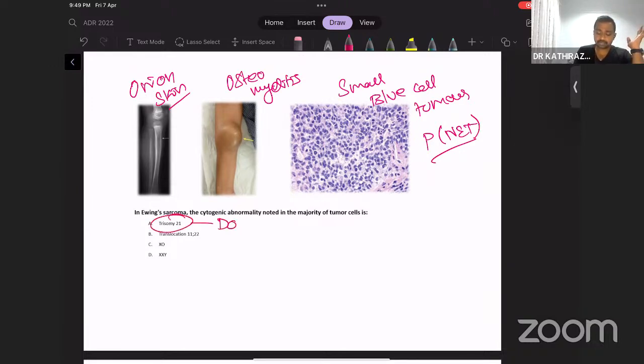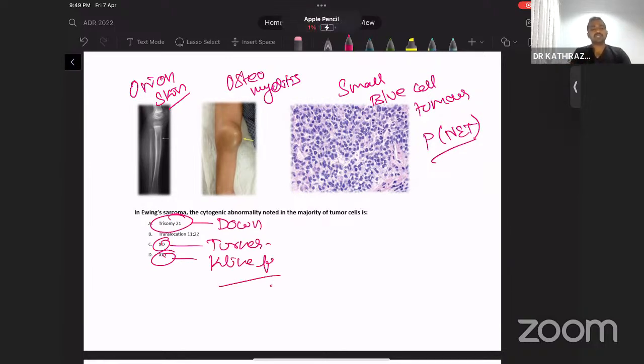Trisomy 21 is Down. XO is Turner. XXY is Klinefelter. Right? So the answer is translocation 11;22. Is there any trisomy associated with Ewing sarcoma? Yes, trisomy 8 and 12 can be associated with Ewing sarcoma, but not trisomy 21.